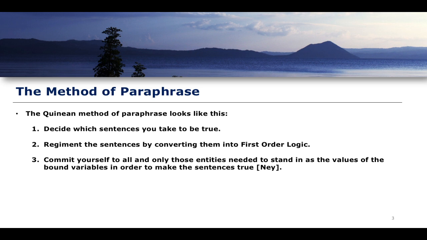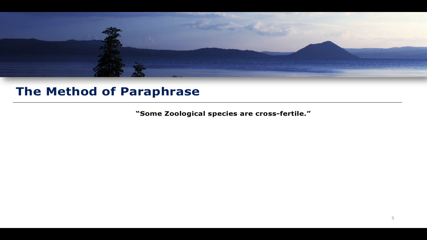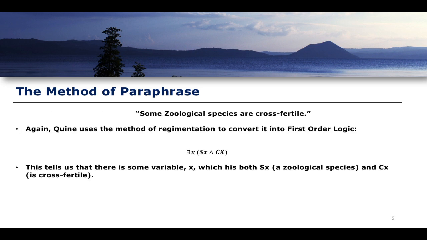And in order to do so, I'm going to regiment it into first-order logic, which is what I've done. Then I'm going to take this first-order logic sentence and commit myself to any of the entities represented in first-order logic which make that sentence true, which are the bound variables which make the sentence true, okay?